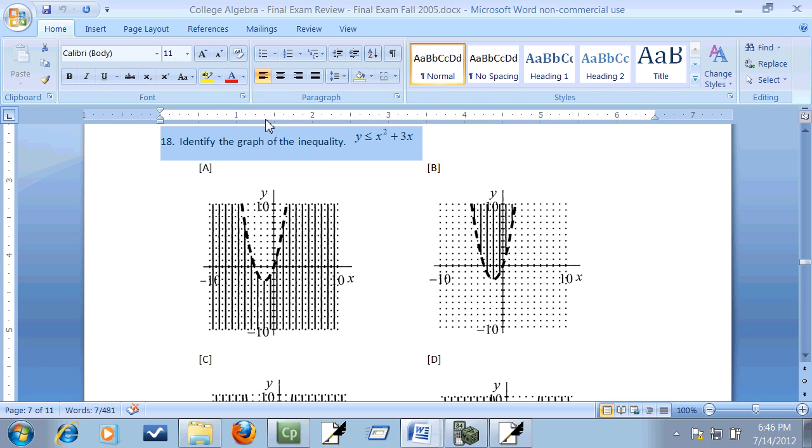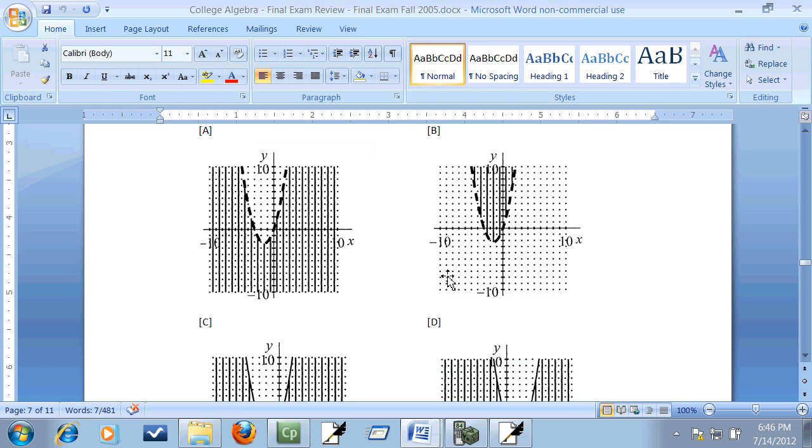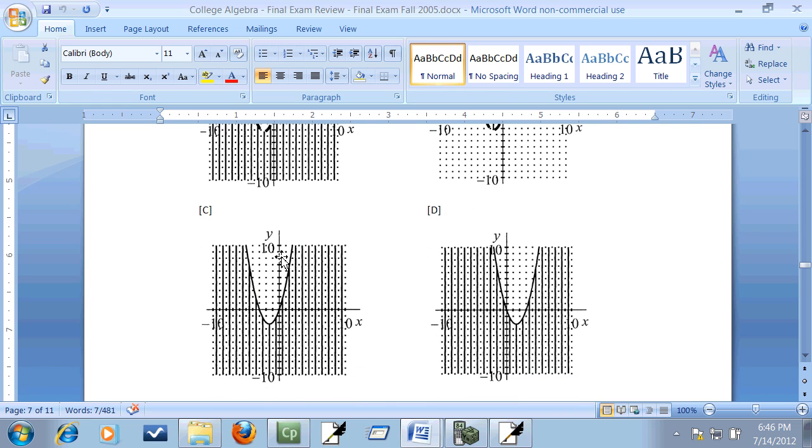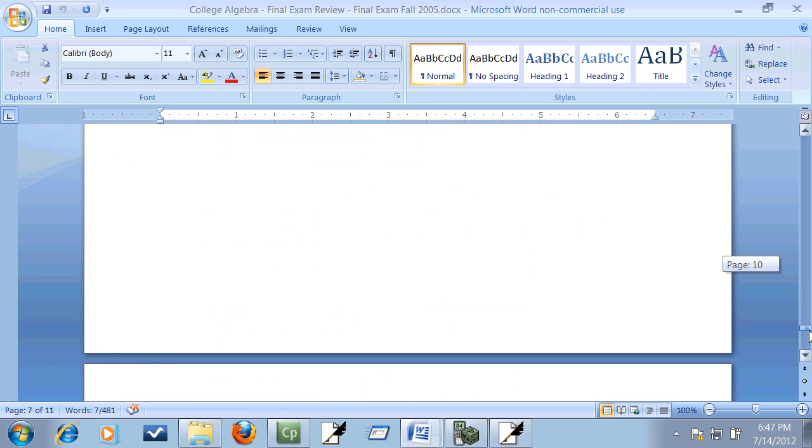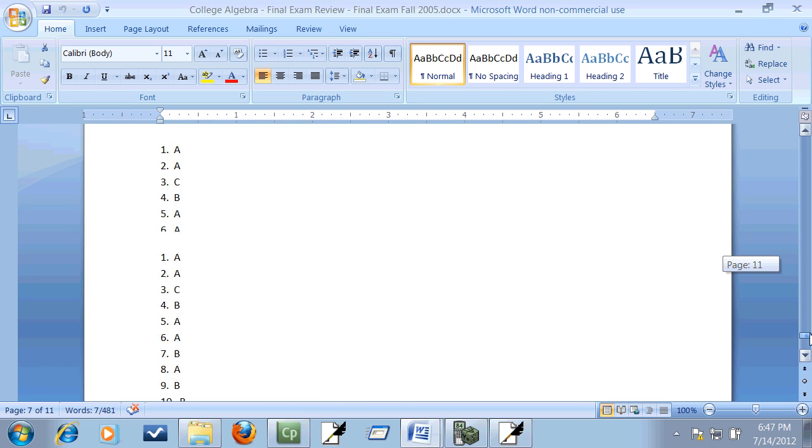So let's see which one it matches. A would be close, except that's a dotted line, a dashed line. So it'd be C. Our answer would be 18C, which matches.